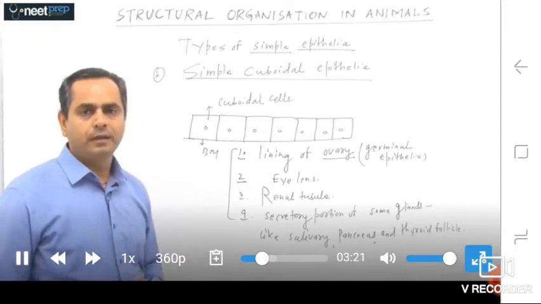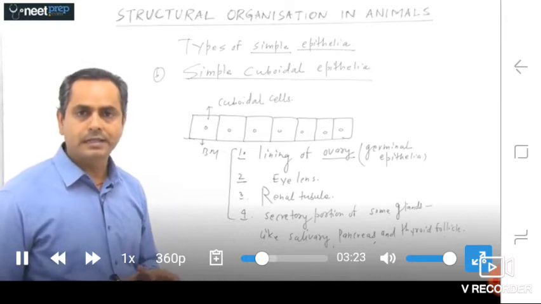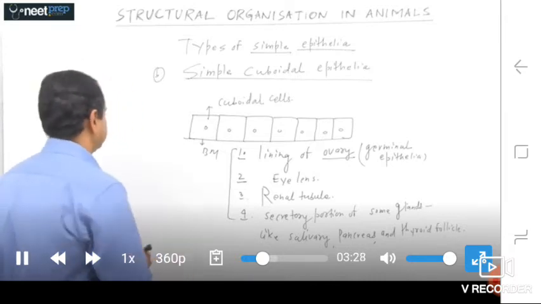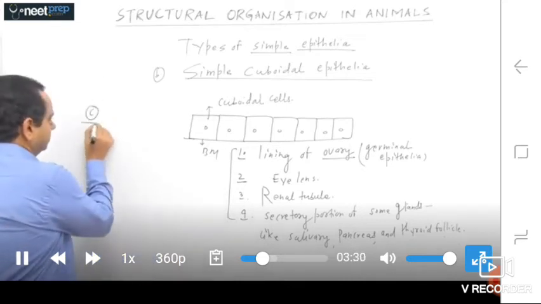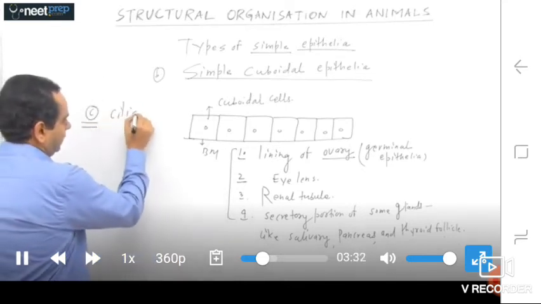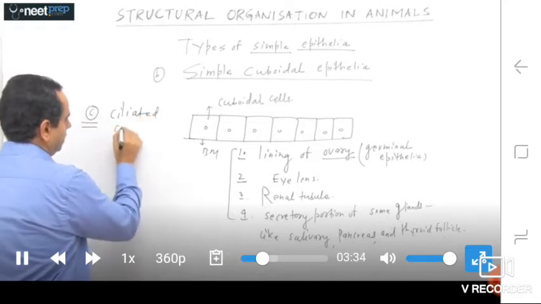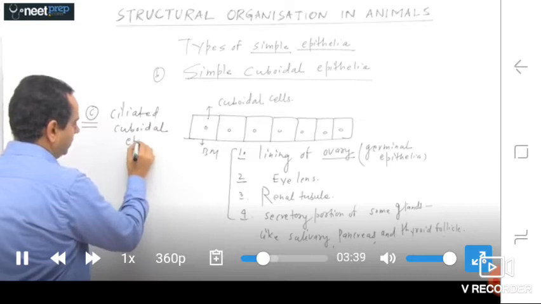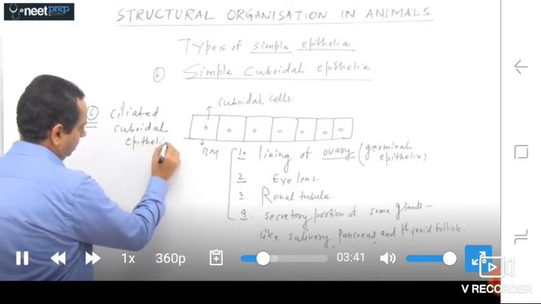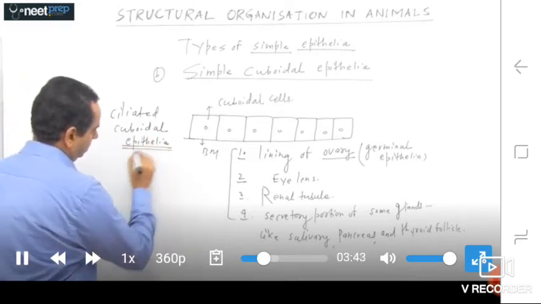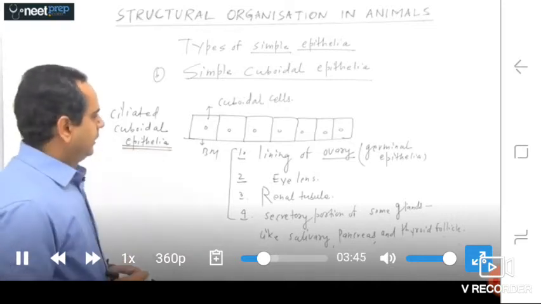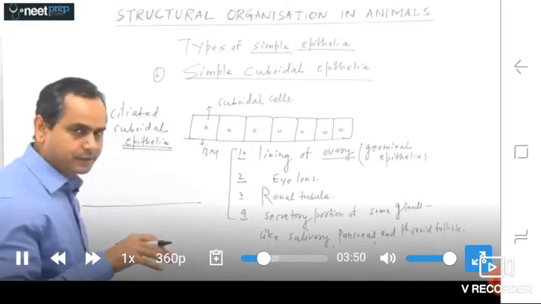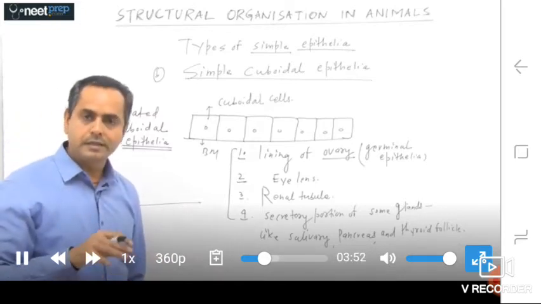Now the modification of simple cuboidal epithelia, and that can be termed as the third type of simple epithelia, that is ciliated cuboidal epithelia. Remember this term called ciliated cuboidal epithelia. That is, the apical surface of the cells contains cilia.